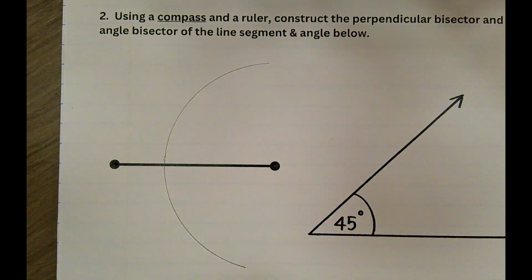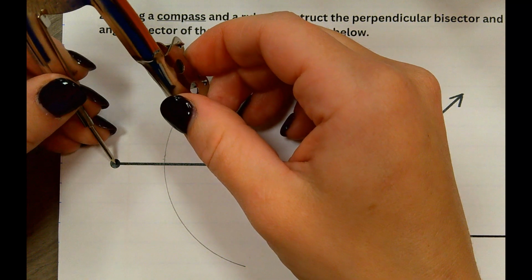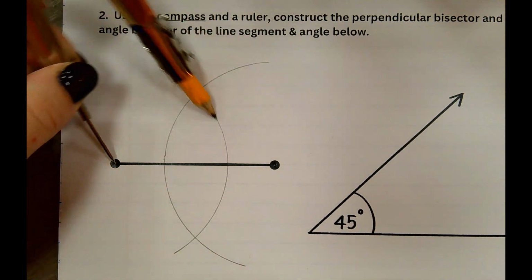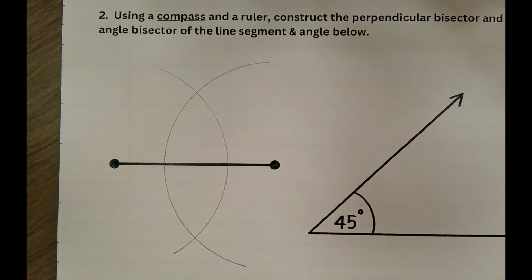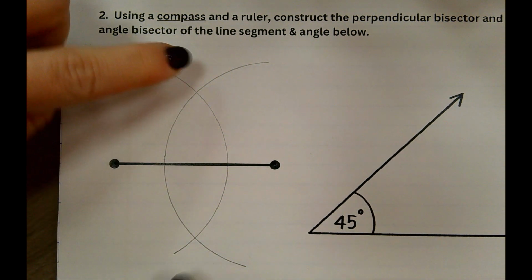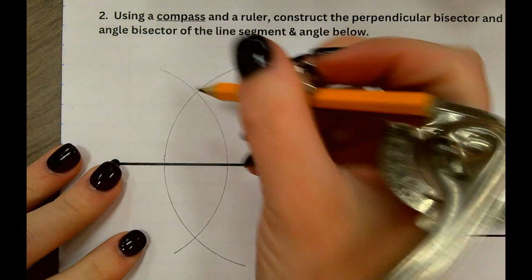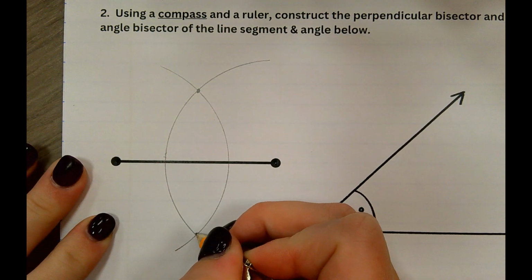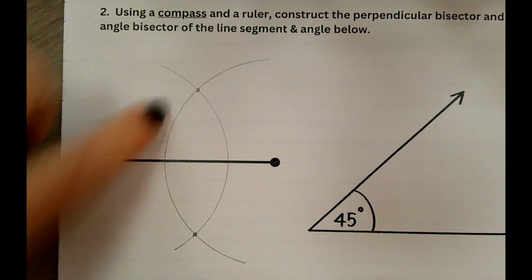Okay, so I'm going to go to the other point, and we're going to make another arc, just like that. Okay. And you dot it where it intersects. Aha, yes. So now we have 2 intersections, and we are going to mark those intersections as points. And what will I do with these points?